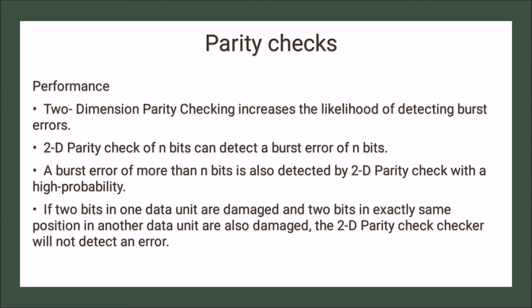If 2 bits in one data unit are damaged and 2 bits in exactly the same position in another data unit are also damaged, then the 2D parity checker will not detect an error. So there is again a limitation of 2D parity check: if 2 bits in one data unit are damaged and 2 bits in exactly the same position in another data unit are also damaged, then this 2D parity checker will not detect an error. Okay, so this is all about the parity check method in error detection.